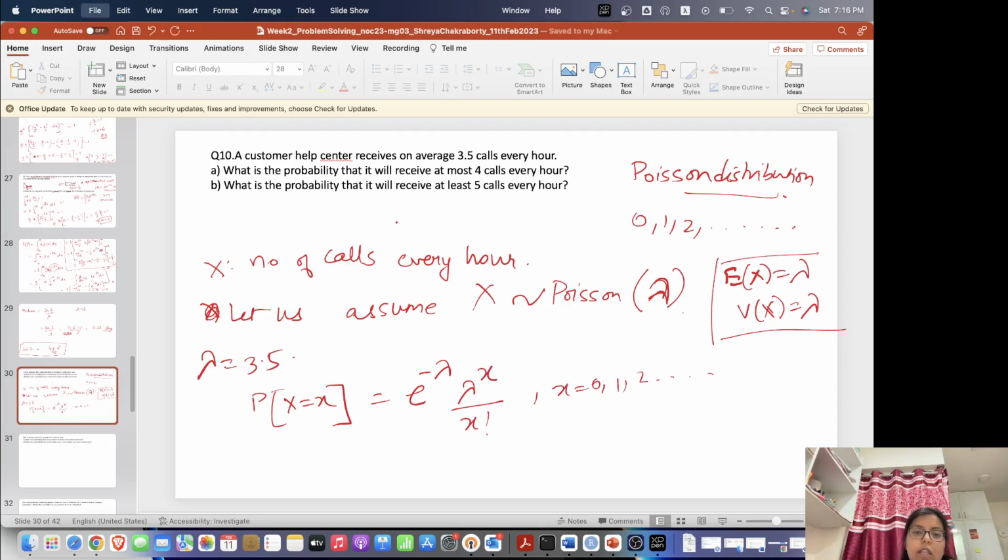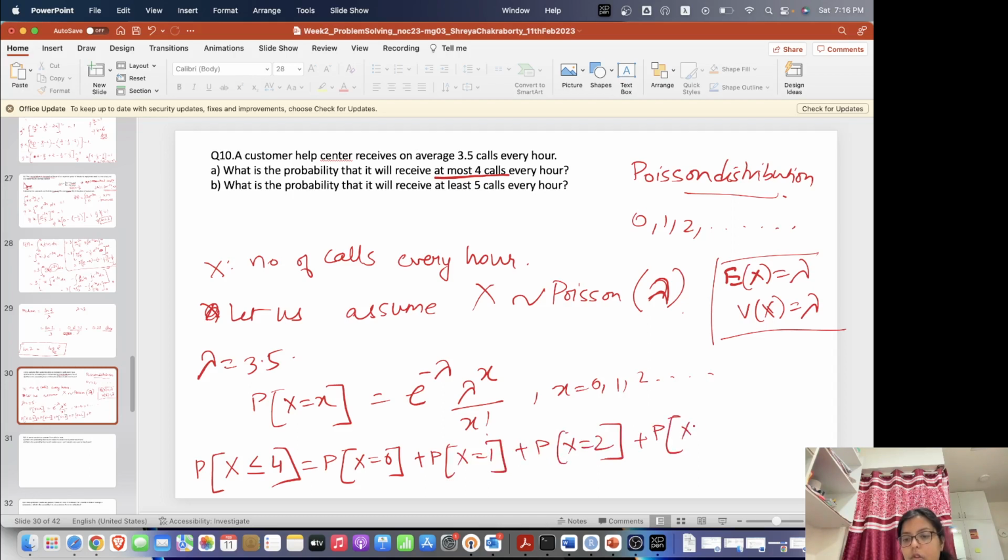So here what they have asked is, what is the probability that it will receive at most 4 calls. At most means not more than 4. So this is probability x less than or equal to 4, which is nothing but the sum of 0 calls, 1 call, 2 calls, 3 calls and 4 calls. At most, it will not go beyond.